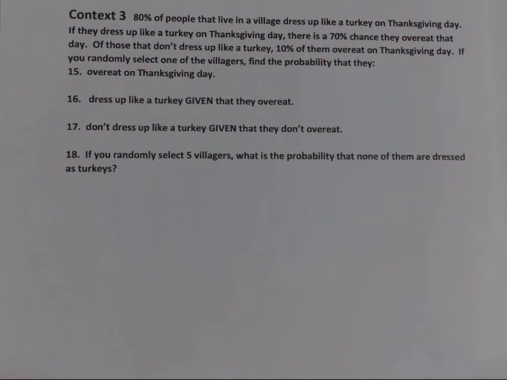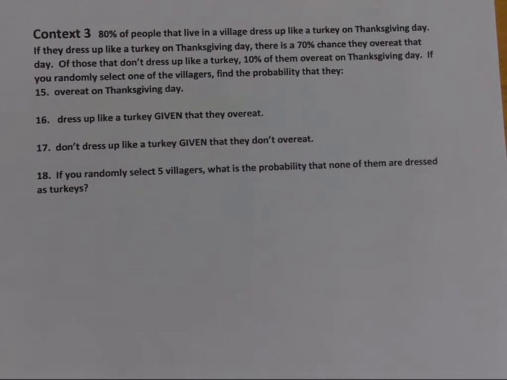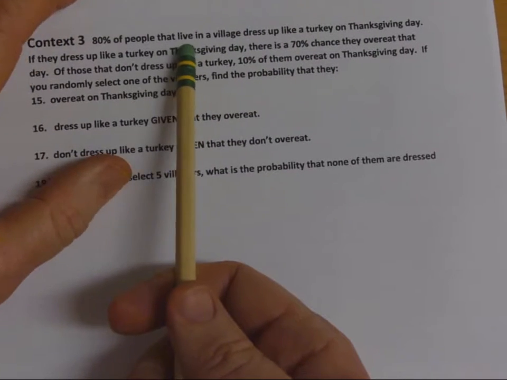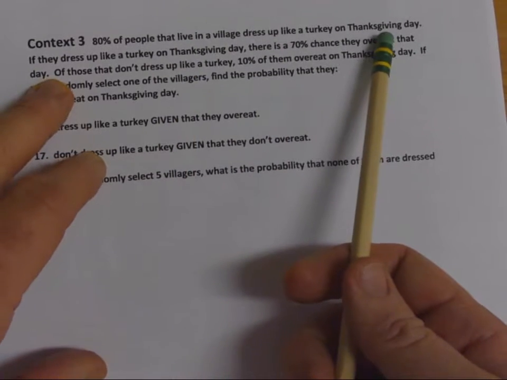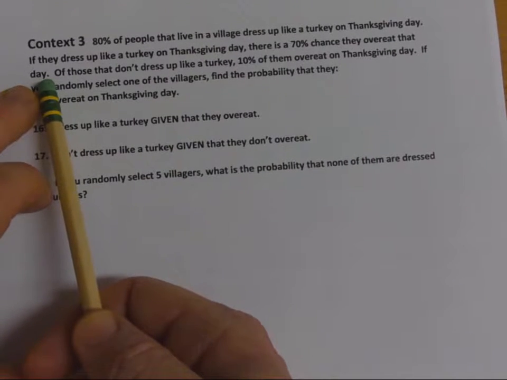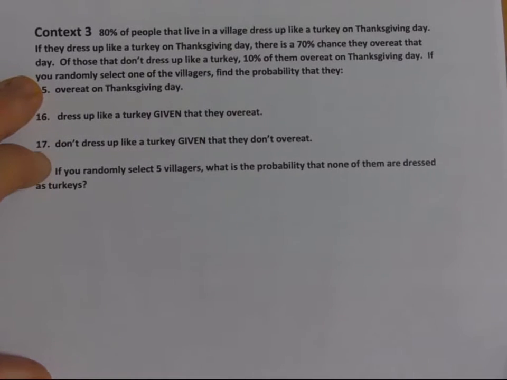And the last major sort of problem is a tree diagram problem. Tree diagram problems we typically do when we're given conditional probabilities, the probability of one thing given another. So when it gives you a conditional thing, of the probability of this given that, or if it says, if this is true, the probability that this will happen is, and so that sort of thing. And that happens here. It says 80% of people that live in a village dress up like a turkey on Thanksgiving Day. If they dress up like a turkey, there's a 70% chance they'll overeat on that day. Well, that's a conditional probability. So we're probably going to be making a tree diagram.